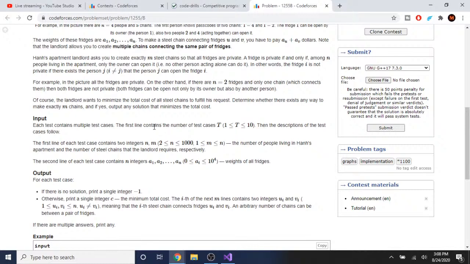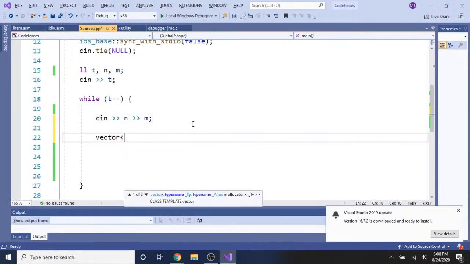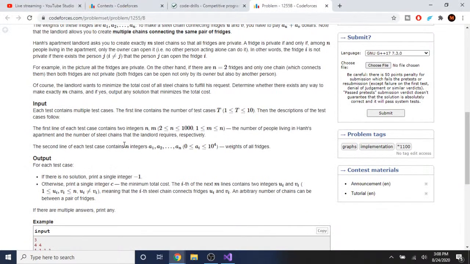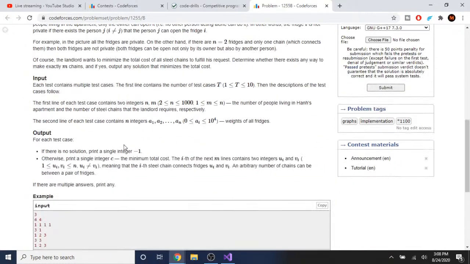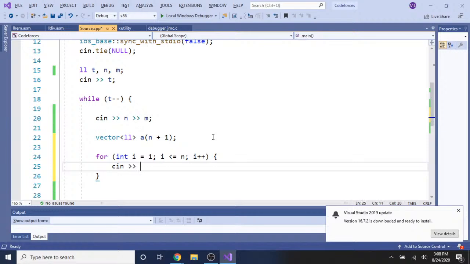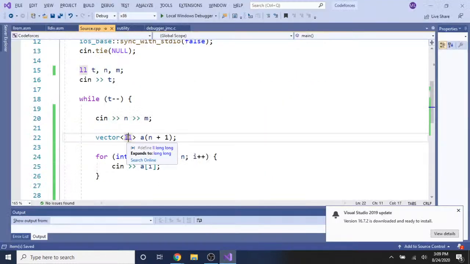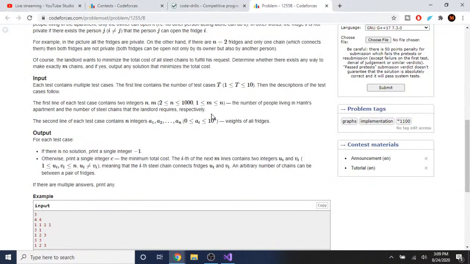Second line is N integers, the weights of all fridges. Okay, so let's create the weights of all fridges. I'll just call it A. Should we index it from 1? Yeah, they're indexing it from 1, so I'll just do that. Okay, so we read that in. Actually, this could be an integer because it's only 10 to the 4th.